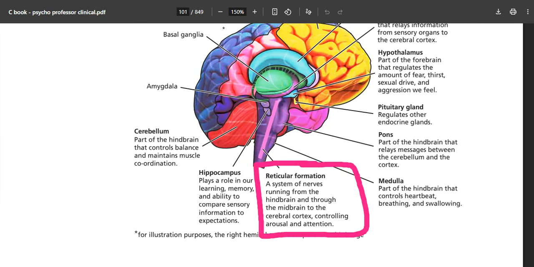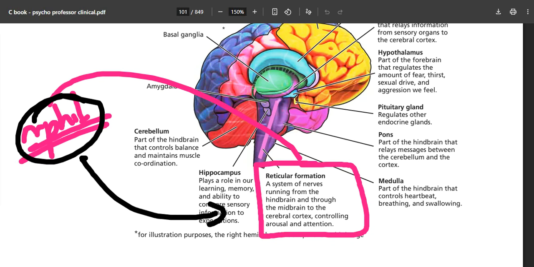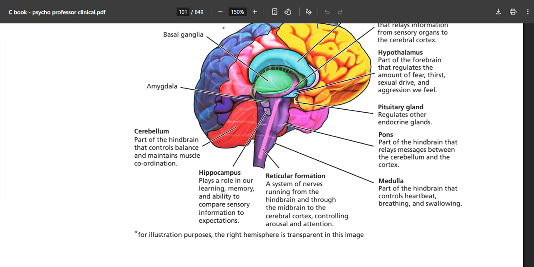This is the one question that recently came in one of the MPhil entrances. I don't remember exactly what paper that was, but we have solved this in a previous video, that it is running from where to where. I think it is Gurugram or somewhat IHBAS, I don't know exactly, but yes, it was there. Running from the hindbrain, and through the midbrain, it is going to the cerebral cortex.